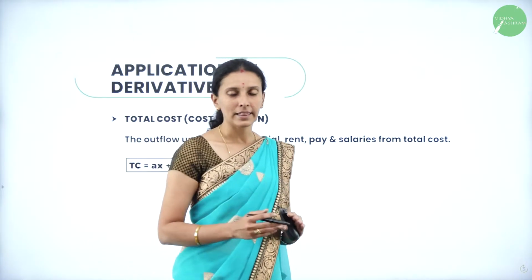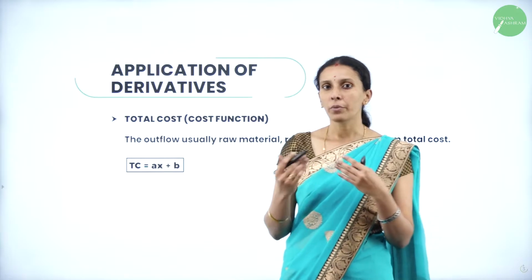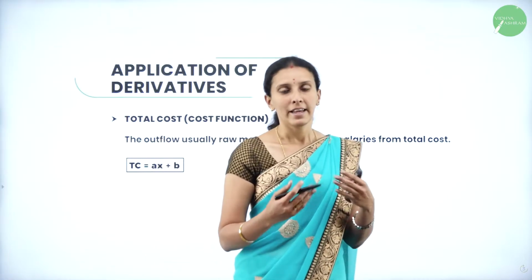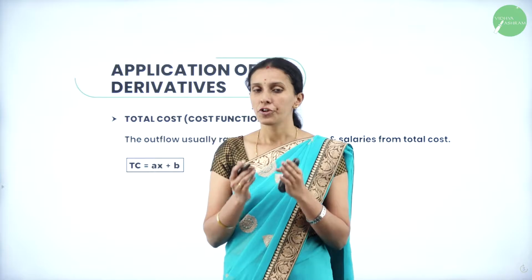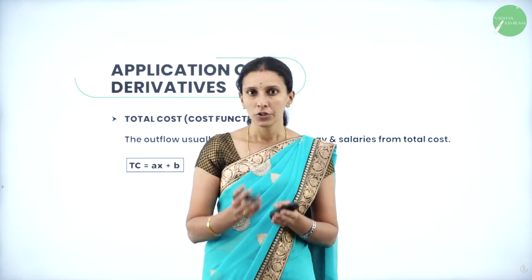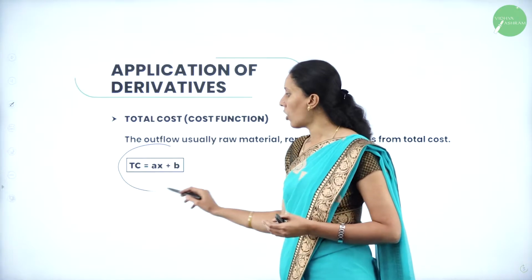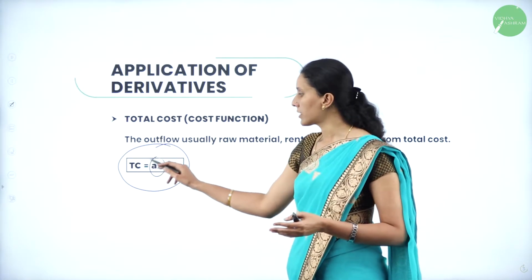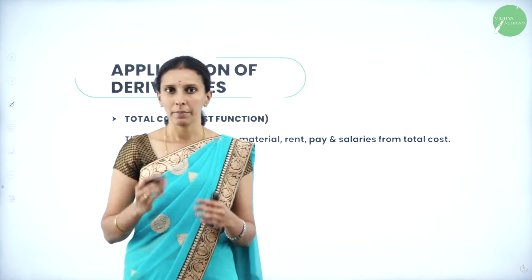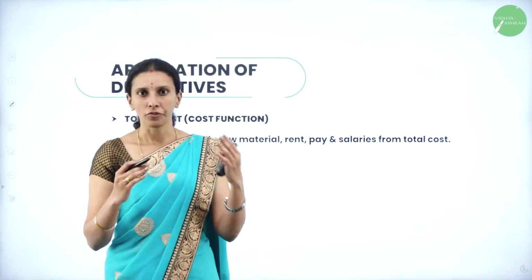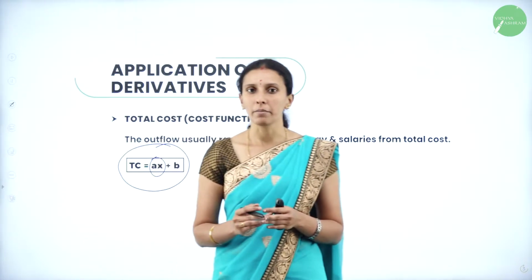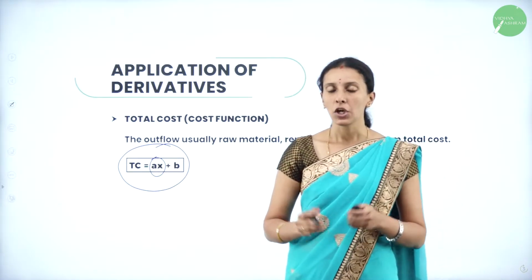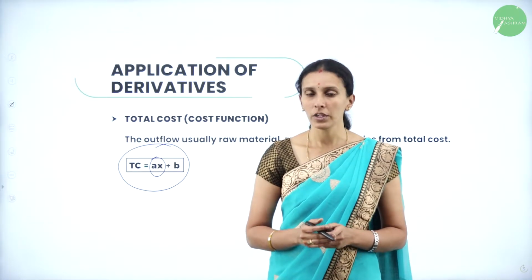A total cost is nothing but the sum of all costs. When you're producing any goods, it requires some raw materials, some labor price, etc. So the sum of all costs of producing some quantity is the total cost. The total cost is always made up of the variable cost plus the fixed cost. The variable cost includes the raw materials, labor charges, etc., and the fixed cost is for producing a particular unit. It is always given by the formula, in terms of a function, as TC = AX + B, where X is the product or unit produced.